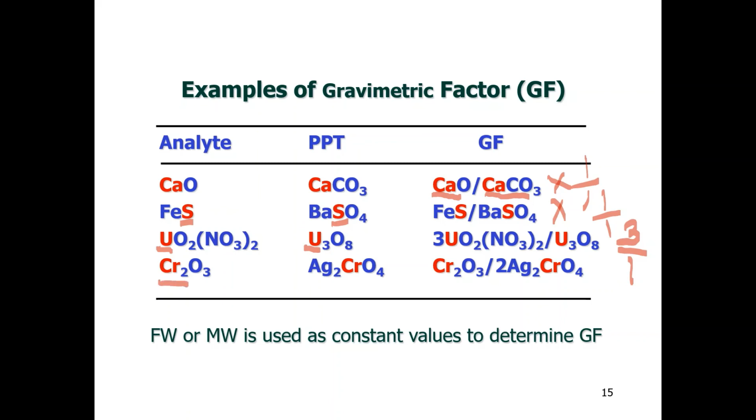Here is Cr2 and this one is Cr. We expect this one to be at the top, so Cr must be in the bottom. It should be 2, and then this is 1, because there is only 1 over here. This is 2. Okay, so this is how we determine the gravimetric factor: the formula weight of the analyte divided by the formula weight of the precipitate, times A over B.